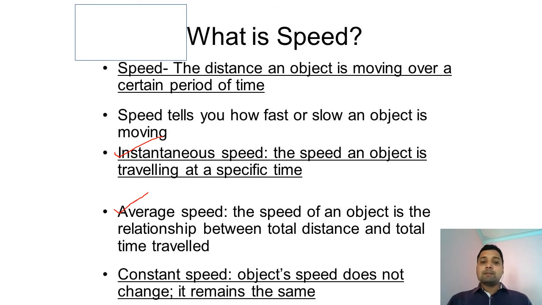Constant speed means when a body is moving in a path without changing its speed. That is the constant speed. So in constant speed, speed does not change. Speed always remains constant. Whenever we take speed, it is the distance traveled per unit time. You can see the speed one.